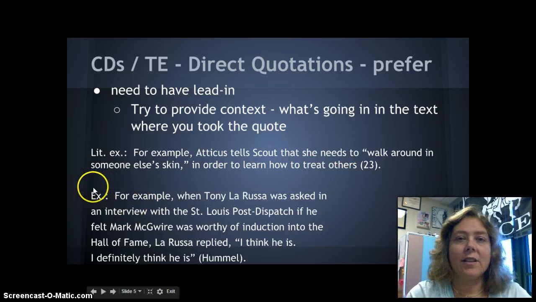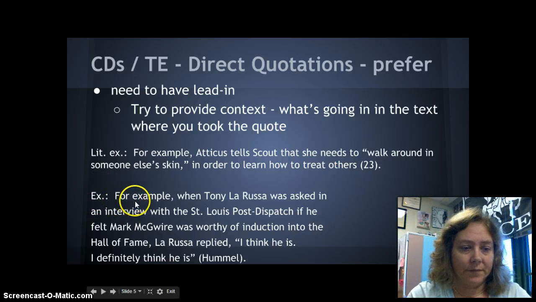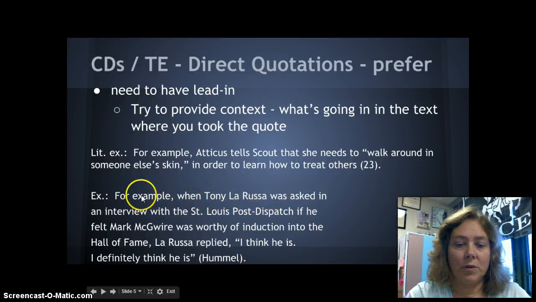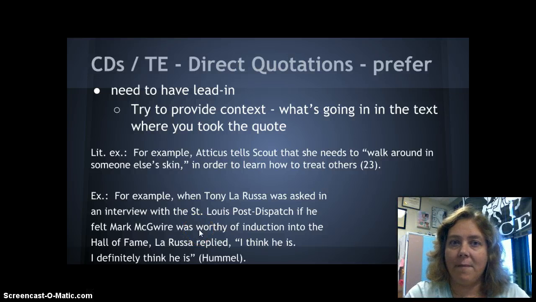Okay? Here is an example taken from an article. For example, when Tony LaRussa was asked in an interview with the St. Louis Post-Dispatch if he felt Mark McGuire was worthy of induction into the Hall of Fame, LaRussa replied, "I think he is. I definitely think he is."